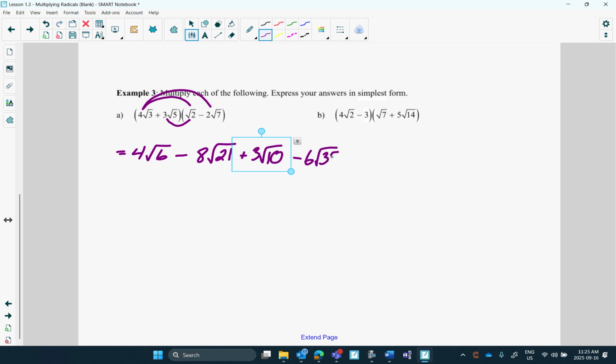And just like we were doing before, check your radicals, see if you can take them exactly to simplify, or if you can break them down using the highest perfect square. Can you? Any of those radicals? No, none. That's as far as we can go.